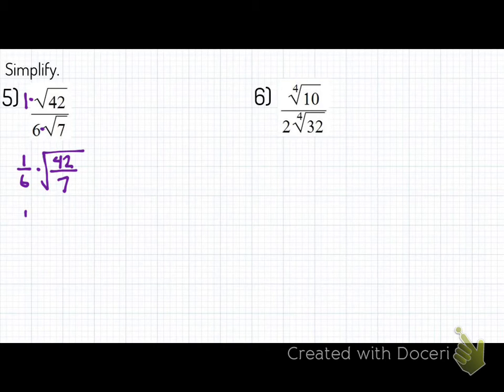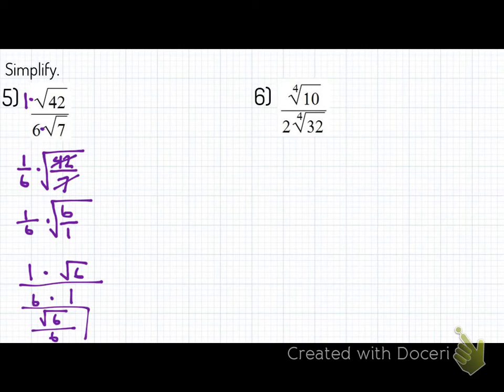I know that 42 divided by 7 is 6. 7 goes into each of those, leaving just 6. And then I can rewrite this as 1 times rad 6 over 6 times 1. So then I can simplify it as follows. We got rad 6 over 6 is the answer. Okay? Please pause the video here. Wow, don't pause it actually. Let's keep going here. Sorry about that.